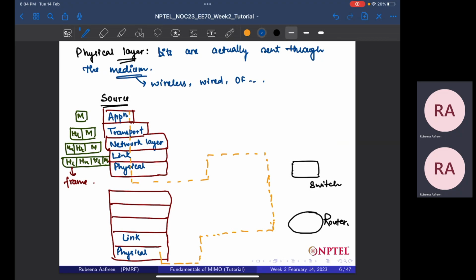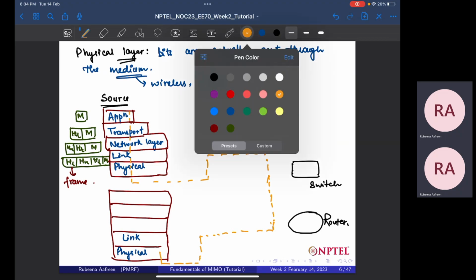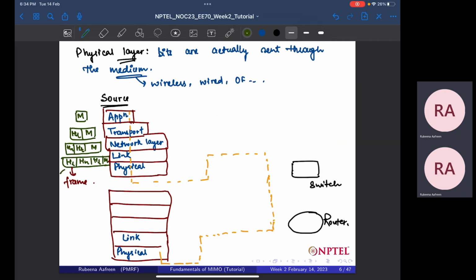So at the link layer, this header would be removed. What will remain is M, then HT and HN. After the link layer, it will go to the network layer. At the network layer, it will be removing the HN header. So what will remain is the message bits and the header that is given by the transport layer.